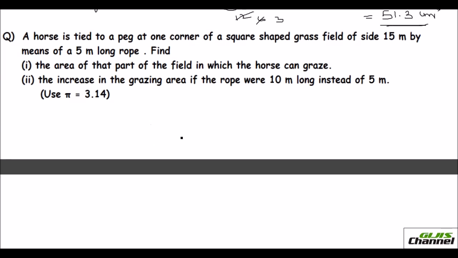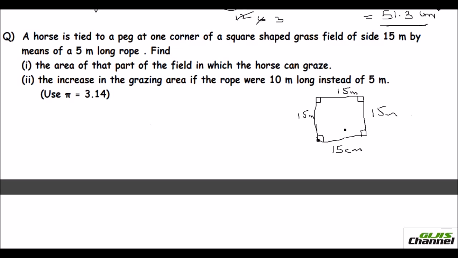And the final question here. A horse is tied to a peg at one corner of the square-shaped grass field. So let me draw a square-shaped grass field. So it's square, okay? All the angles are 90 degrees. So you have a peg at the corner. Just imagine you have a peg here. The sides are 15 meters. So let us put the sides here, all 15 meters each, okay?